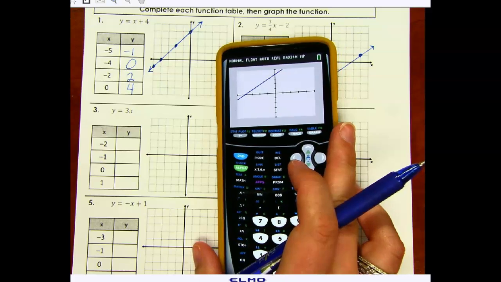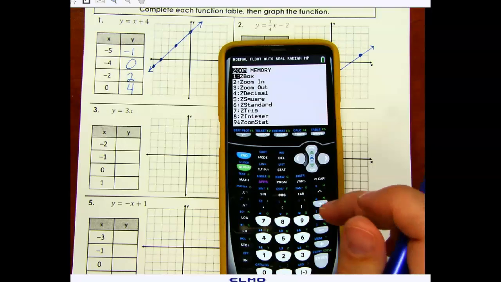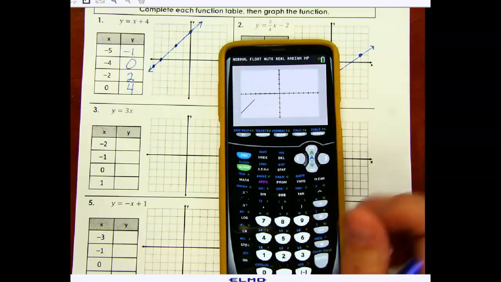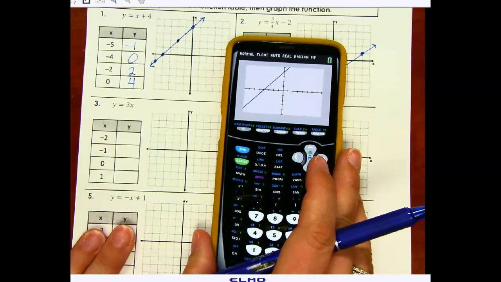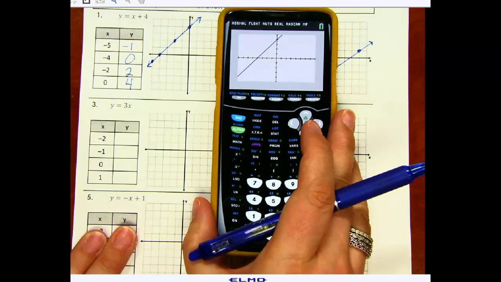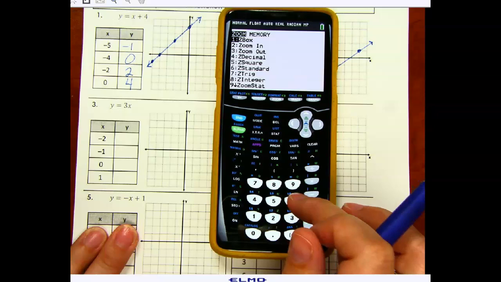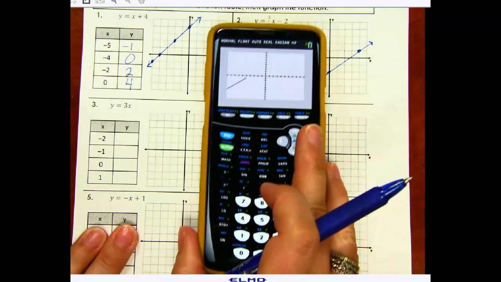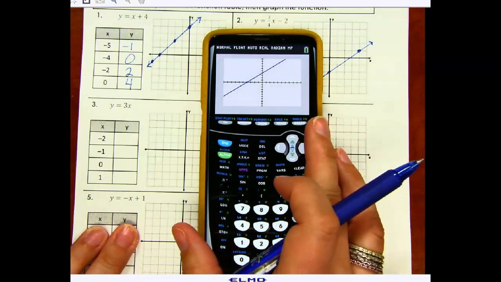It's basically the same. Some other features, if you push zoom, you can make a square. So now it's going to look a lot like that one because the calculator squared it up. So ours was a square, so now they look identical. And then if you push 6, so zoom 6, it's going to take you back to the original window, which is very handy sometimes. But here's the best part.